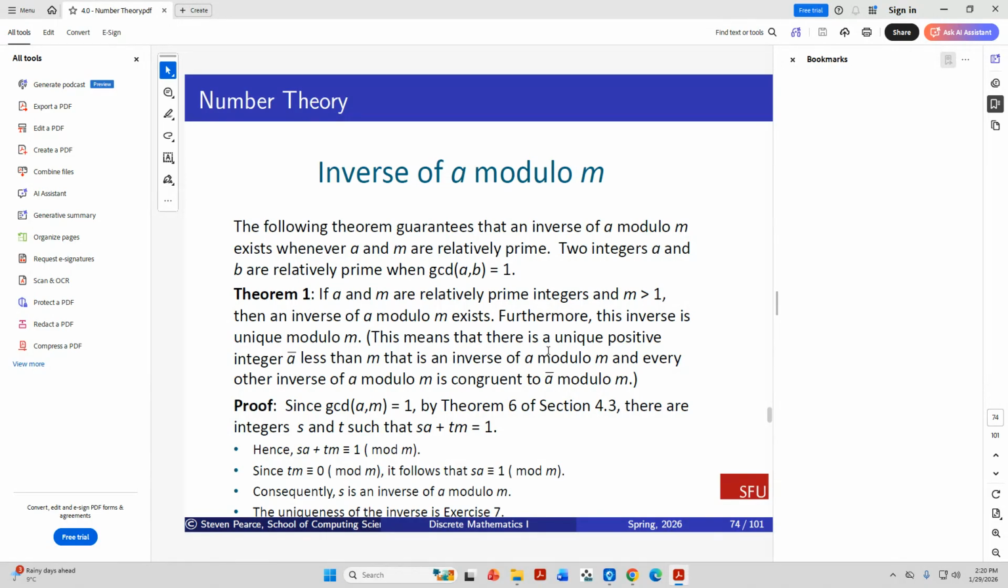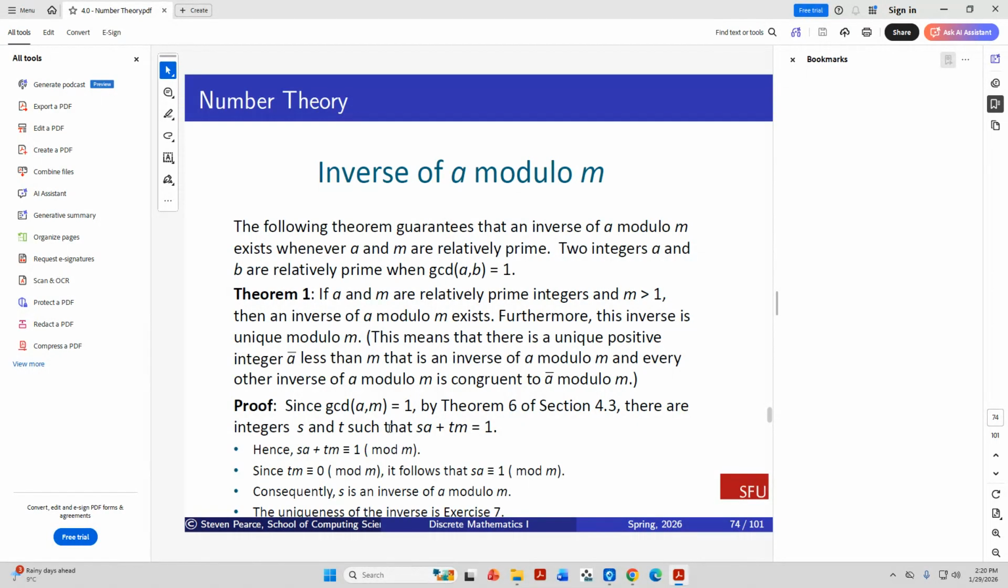This means that there is a unique positive integer a bar less than m that is the inverse of a modulo m. We've gone through this; this is just repeating what we've just done. And every other inverse of a modulo m is congruent to a bar modulo m. They go through this proof, and that's why the greatest common divisor comes in so quickly and underlies so much of basic number theory. We can't do this easily without Bézout's theorem, which involves greatest common divisors.